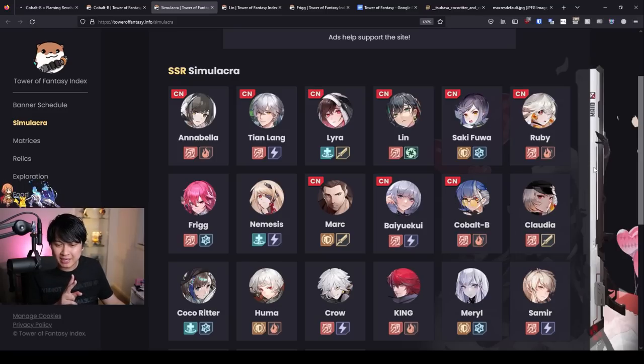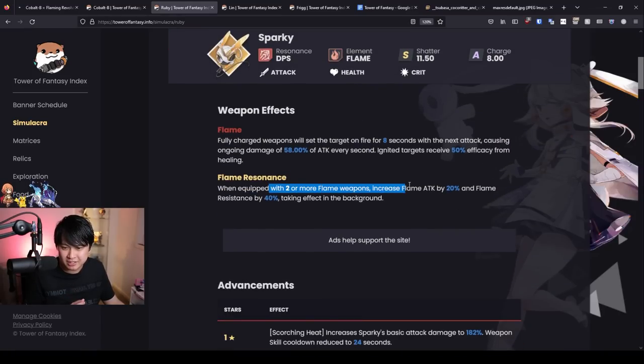The first is to give Ruby the same version of the Cobalt-B buff, the flame resonance, and the second would be to actually remove it altogether. I don't think that Ruby is going to be getting the higher tier flame buff. So as you can see over here, flame attack by 20% and resistance by 40%.